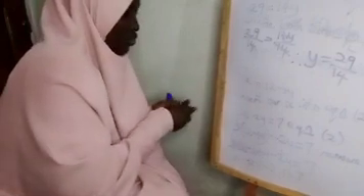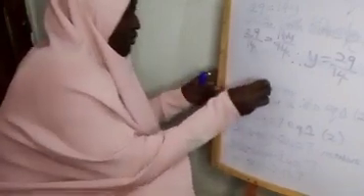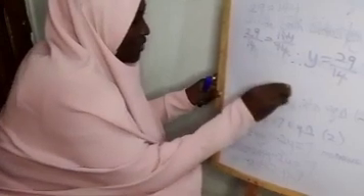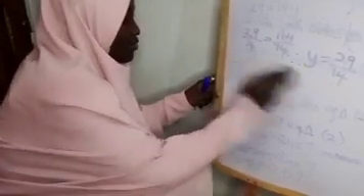So let's solve for x. Since we know our y to be 29 over 14, we go and insert our y, what we got for y, into our x. What is our x there? Our x is 12 minus 4y.